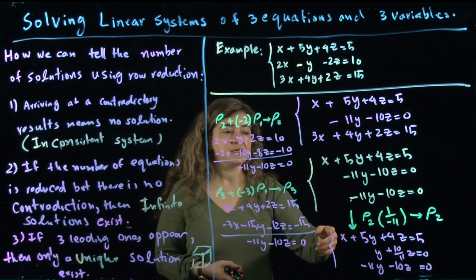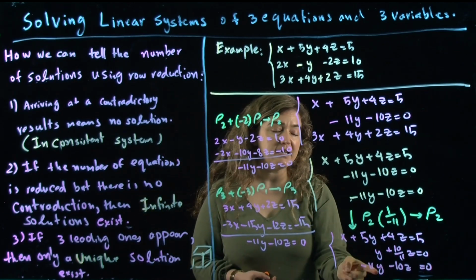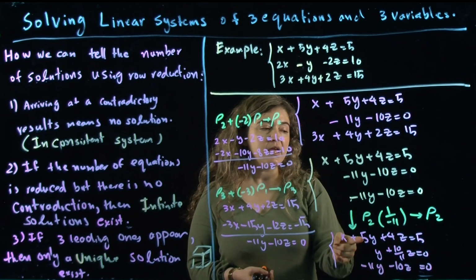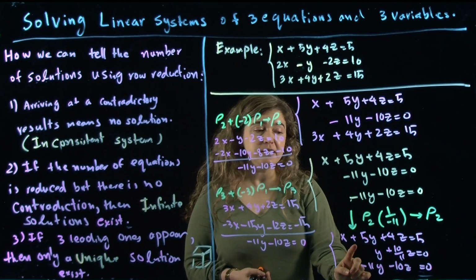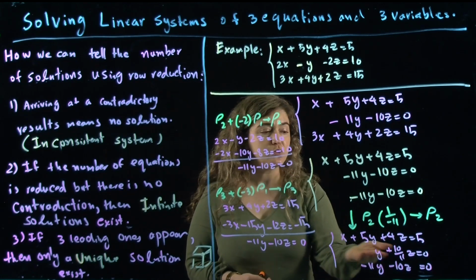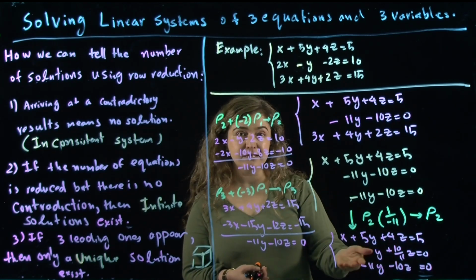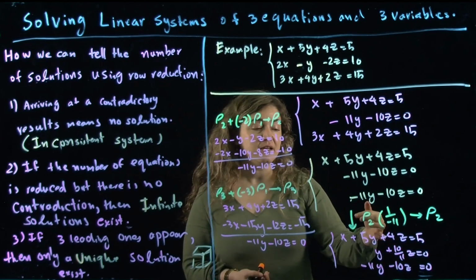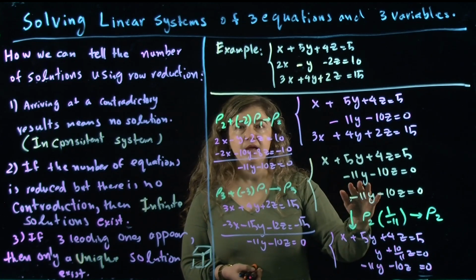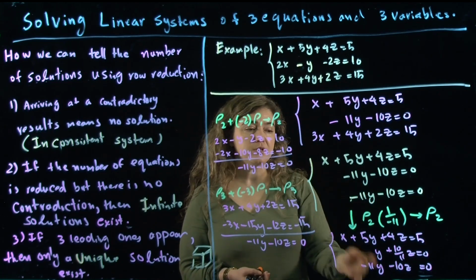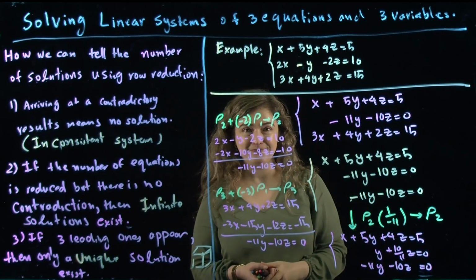The next step is to eliminate y in the third row. If I'm eliminating y in the third row, what I need to do is use the second row, which contains the leading one for y, and eliminate y in the third row. I'm going to erase the board, come back, and continue.